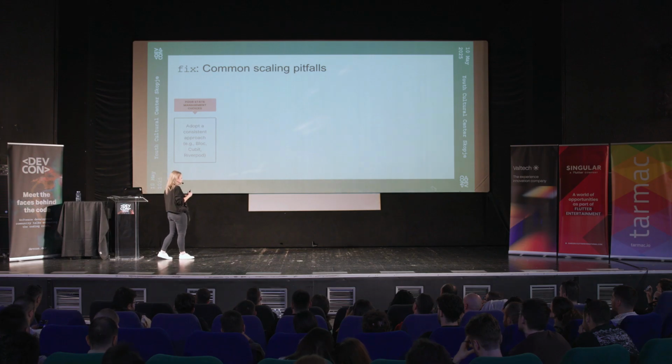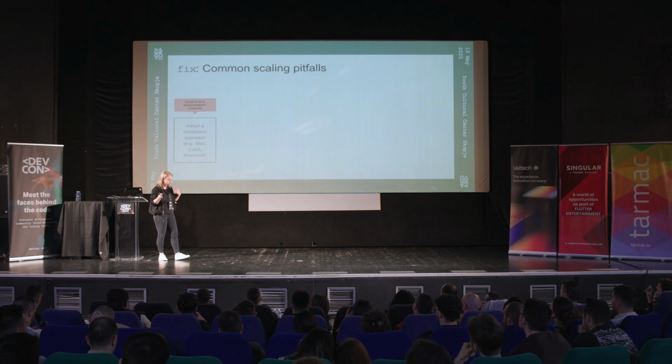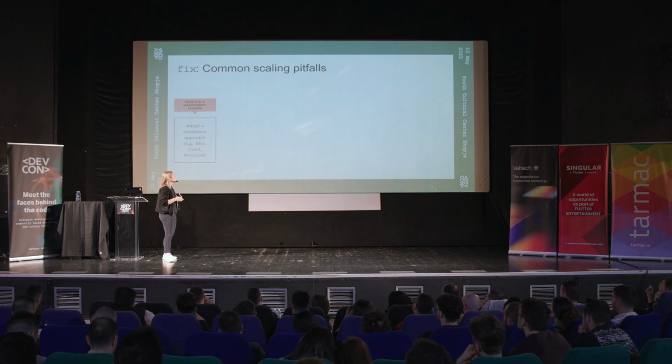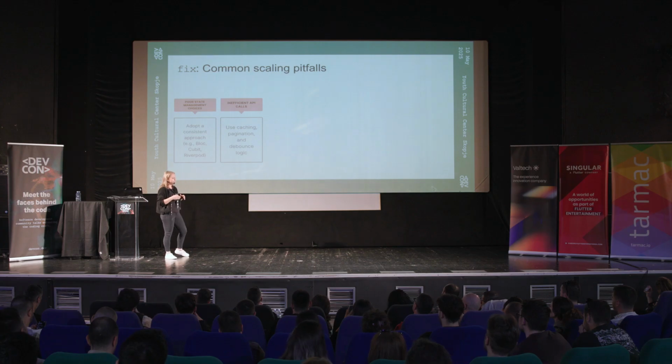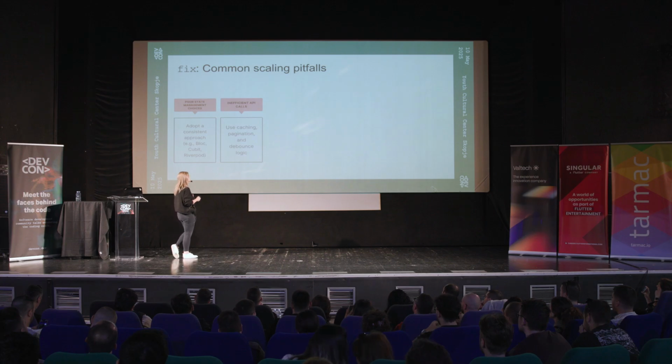Instead, we want to adopt a strategy early, whether it's Bloc, Cubit, Riverpod, or anything else. You want to adopt it and apply it consistently through the code base. Next up, we've covered this one with the API optimization. So we want to avoid having inefficient API calls and focus on things like caching, pagination, and debouncing.